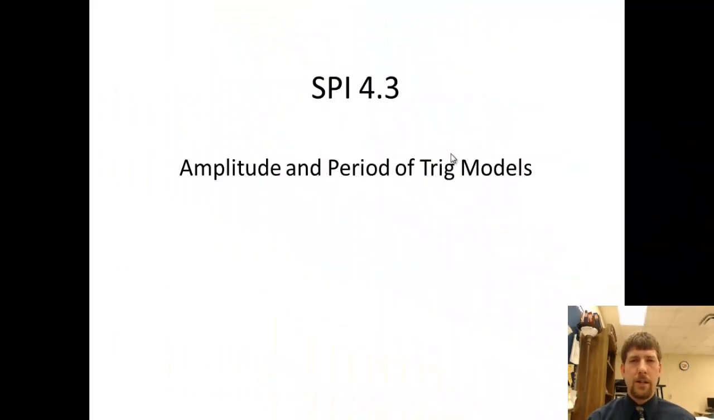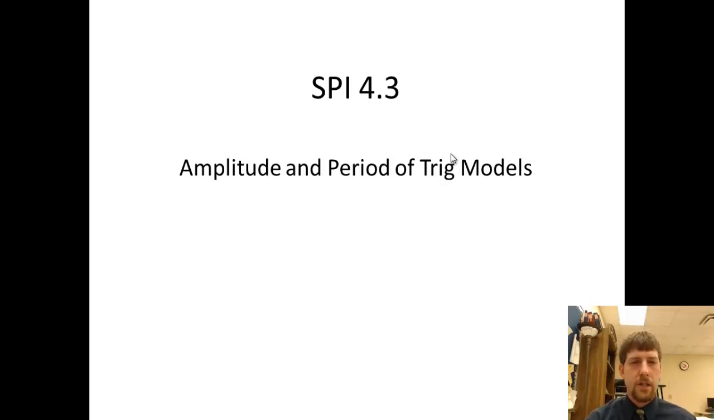Today we're going to look at SPI 4.3. That's amplitude and period of trig models. That's just taking your sine, cosine, tangent curves and talking about how wide they are or how tall they are. That's all amplitude and period mean. So we're not going to actually do any graphing. They're going to give you a graph. You're going to analyze the graph a little bit.